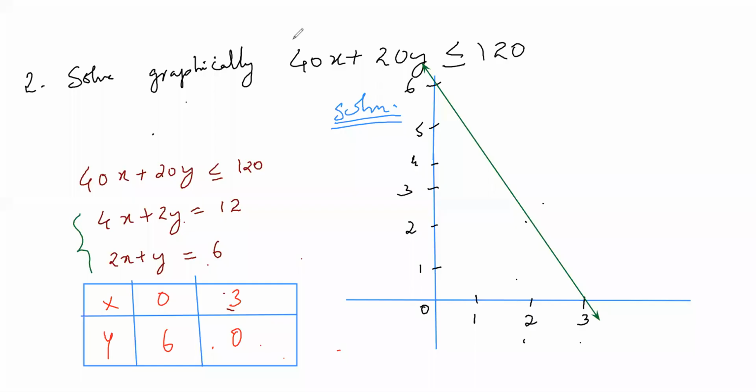If you are confused with this particular step, 4x plus 2y is equal to 12, suddenly y is less than or equal to 2 is changing. Nothing. I just want to plot the graph. For that, I made it equal to. That's all. There is nothing wrong in this particular thing as of now.